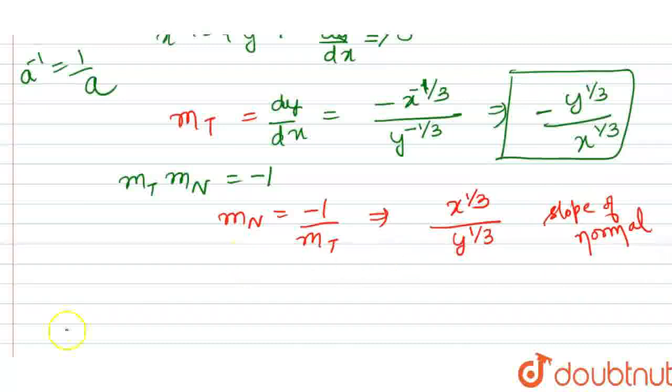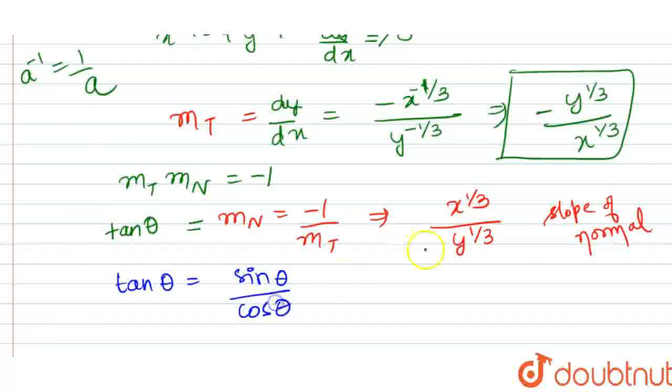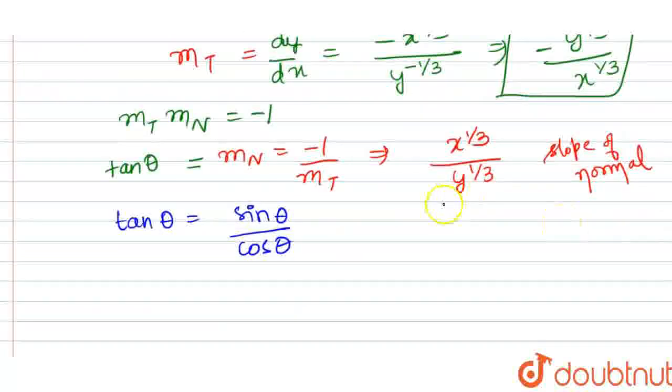Now we know that the slope is equal to tan theta also, right? So we can write tan theta equals m_n, slope of normal, right? And we know that tan theta is equal to sin theta upon cos theta, and also tan theta is given as x^(1/3) upon y^(1/3). So we will equate both equations because they are the same.